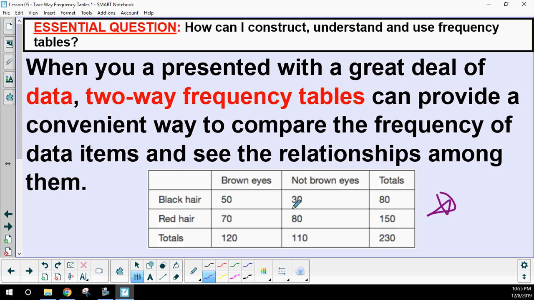For example, for some reason, red hair is through the roof. I can't see why, because red hair is a rare trait. Must have been next door to some red hair convention.